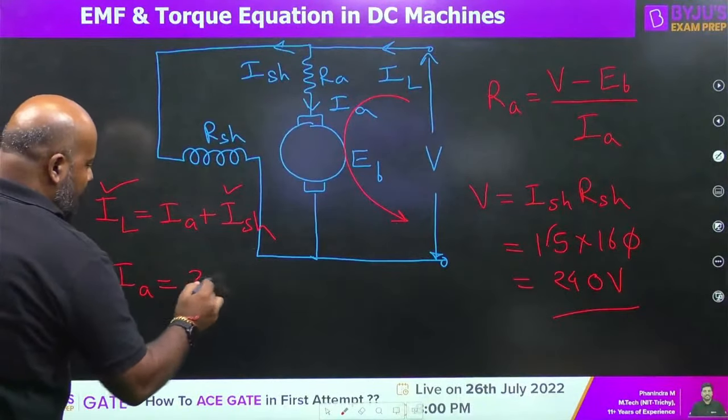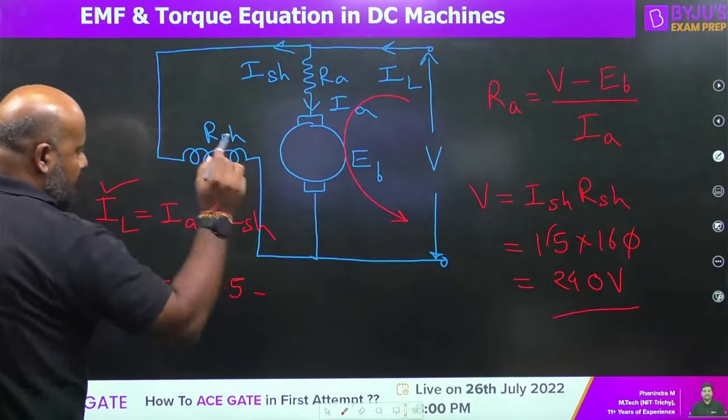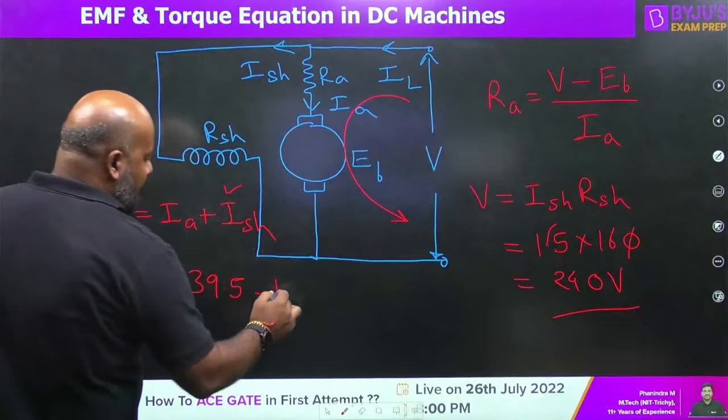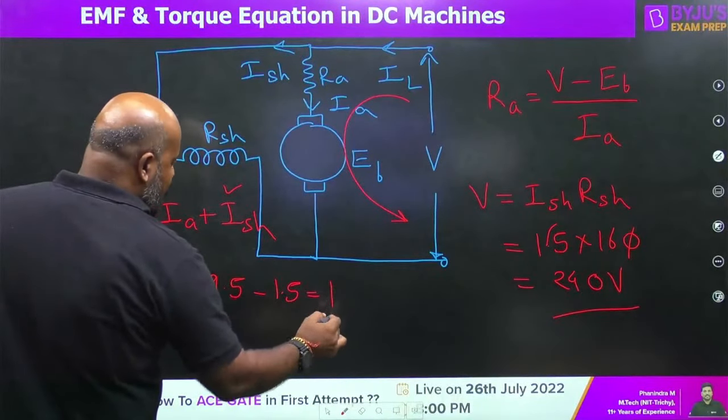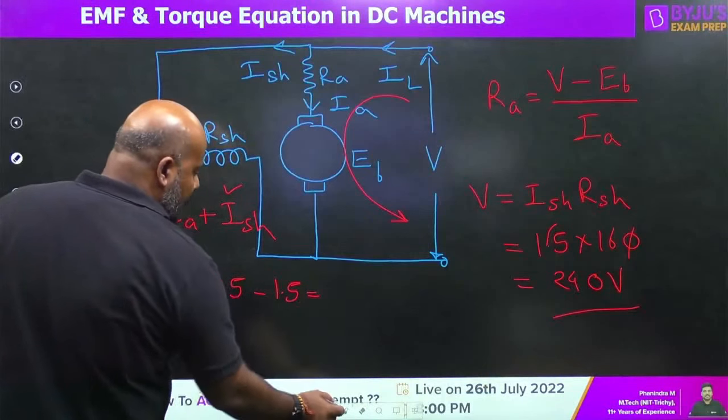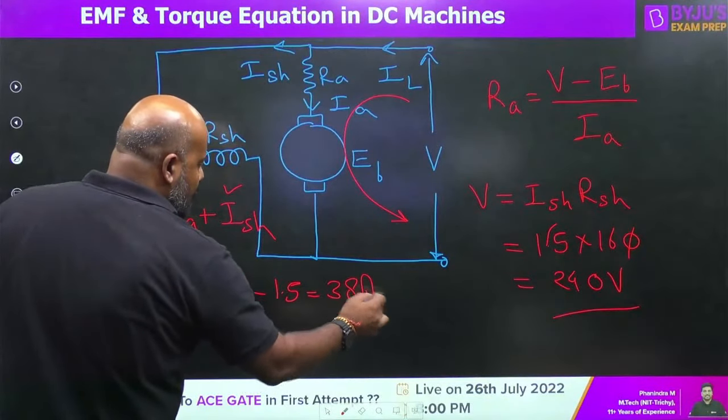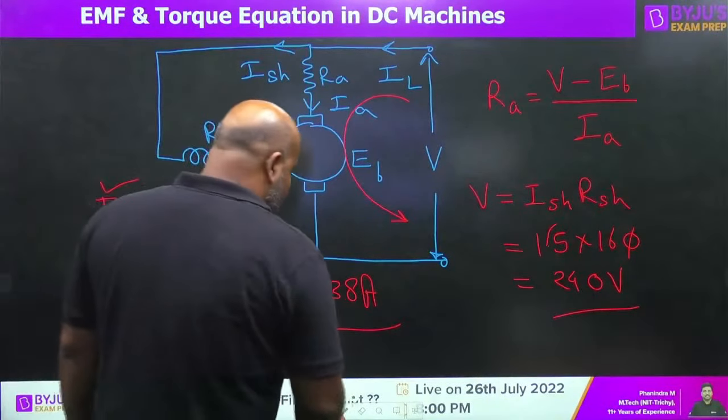Line current is the current which the motor is taking from the DC supply. So it is 39.5 minus, what is the shunt field current? It is 1.5. So what is going to be the armature current? I think this is going to be 38 amperes. All the values you are having, just put them here and you will get the answer.